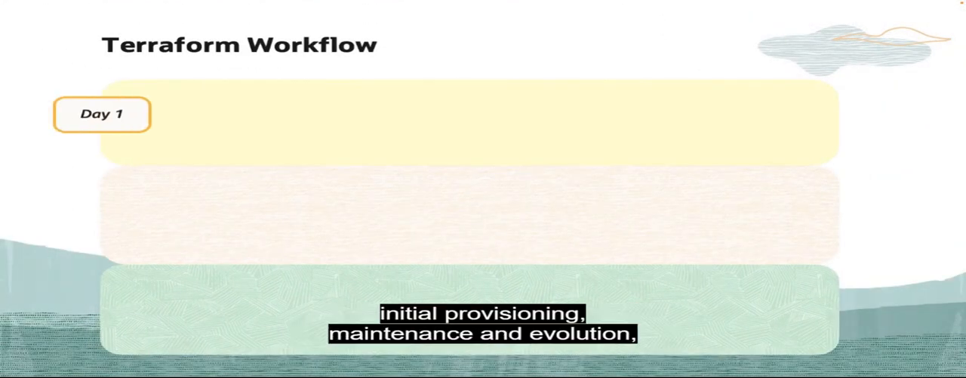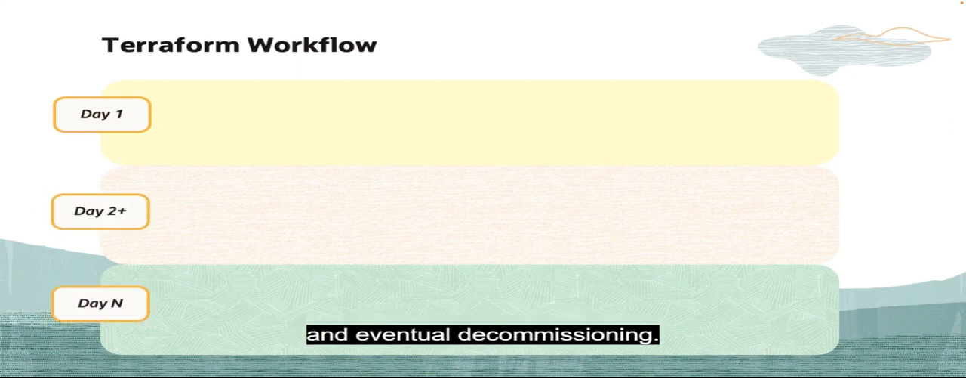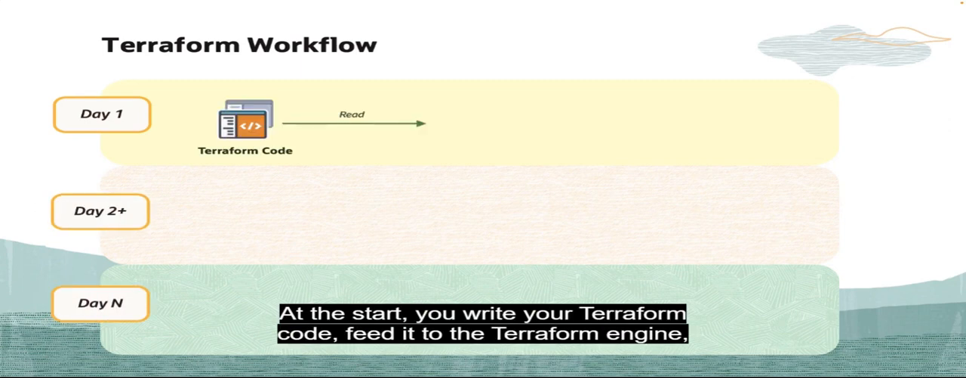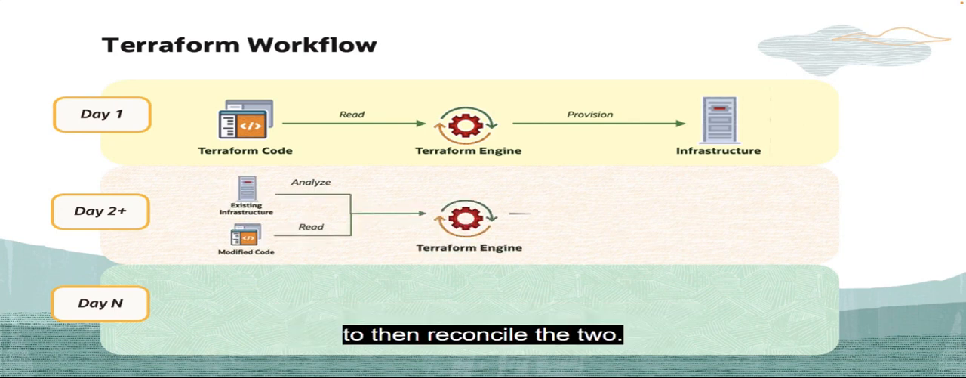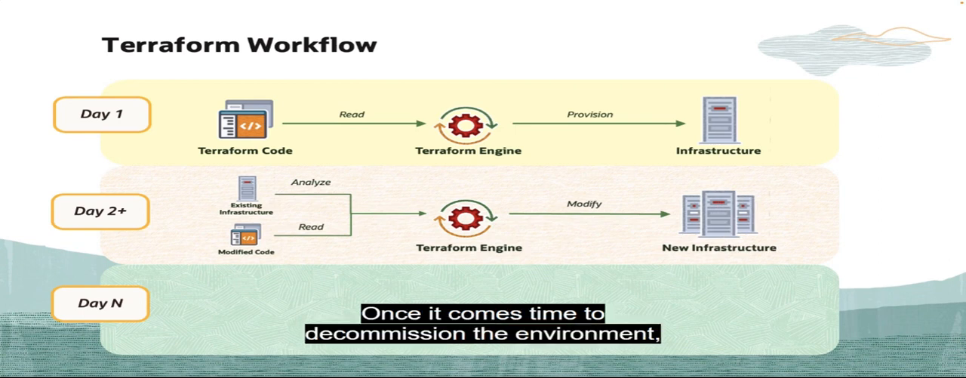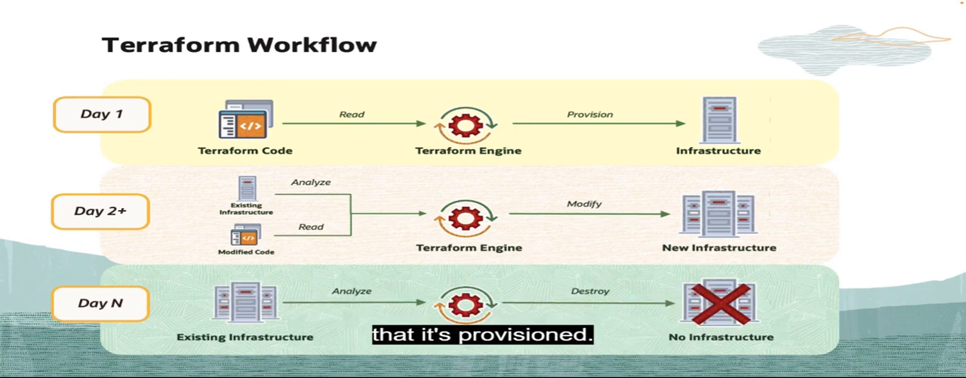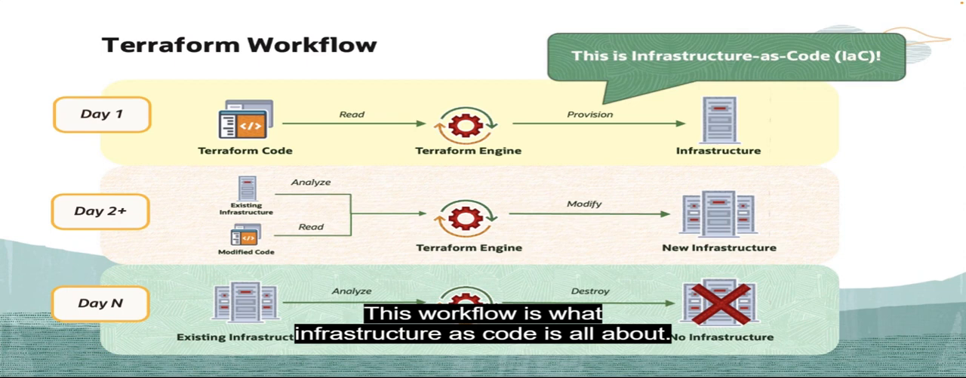When using Terraform, we can think of infrastructure management in 3 parts: initial provisioning, maintenance and evolution, and eventual decommissioning. At the start, you write your Terraform code, feed it to the Terraform engine, and it provisions the infrastructure. Then, as your needs change over time, you can modify the Terraform code, and the Terraform engine will compare it to the existing infrastructure to then reconcile the two. Once it comes time to decommission the environment, one command allows Terraform to clean up all of the resources that it's provisioned. This workflow is what infrastructure as code is all about, and it has myriad advantages.